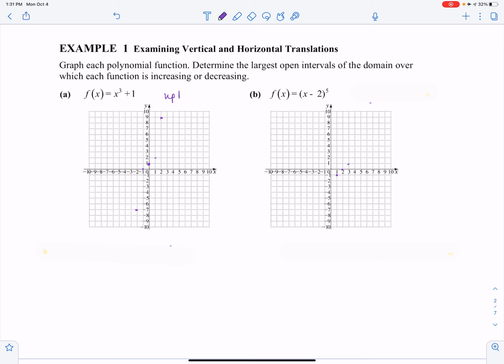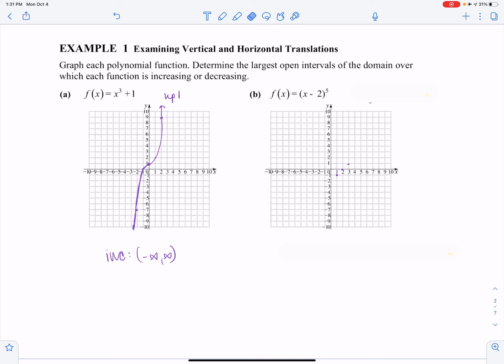From the origin, it goes right 1, up 1, and right 2, up 8. And then it goes left 1, down 1, and left 2, down 8. And then I'm also supposed to tell about increasing and decreasing, and this guy is increasing over the entire domain.